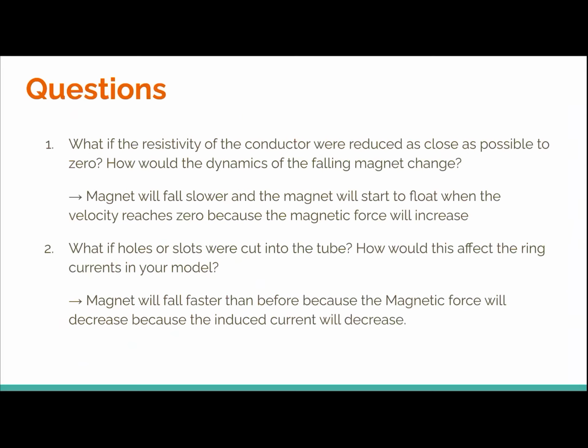If the resistivity of the conductor were reduced as close as possible to zero, the magnet would fall slower and start floating when the velocity reaches zero, because the magnetic force would keep increasing until it is equal to the gravitational force. If there were holes cut into the tube, the magnet would fall faster than before because the magnetic force would decrease since the induced current would decrease.